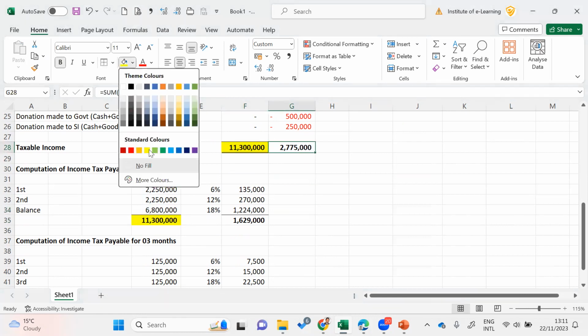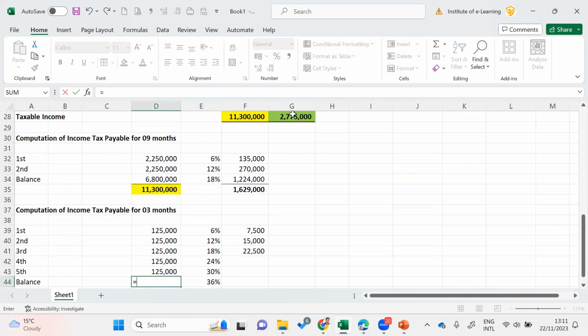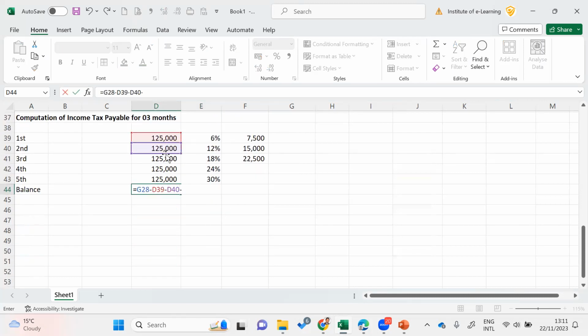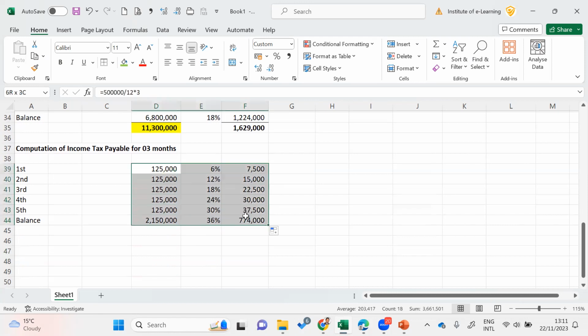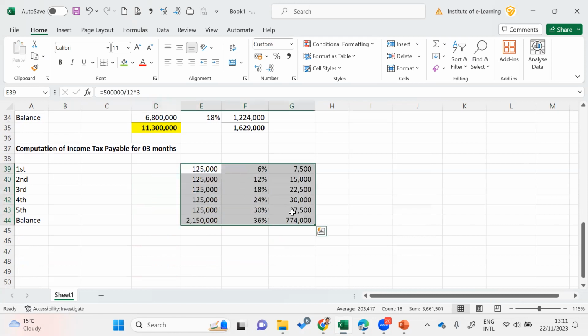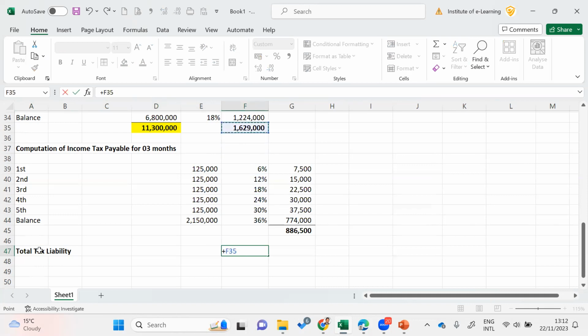For the second period, we put green color. This was the tax liability, then first, second, third, fourth, fifth, we have to remove. After that, any balance is subject to tax at the rate of 36%. Then for the second period, tax liability would be this much. Then the total tax liability for the year would be, by taking this one, we'll take it under this line.